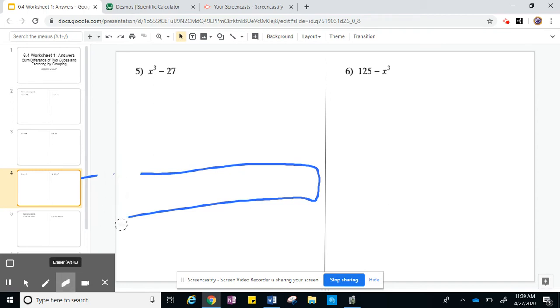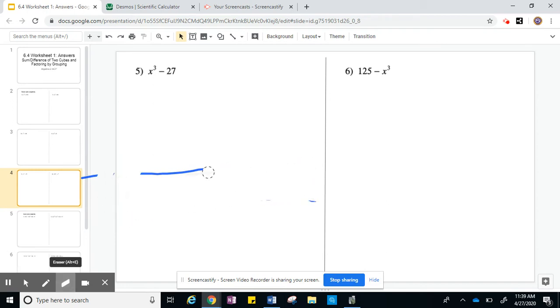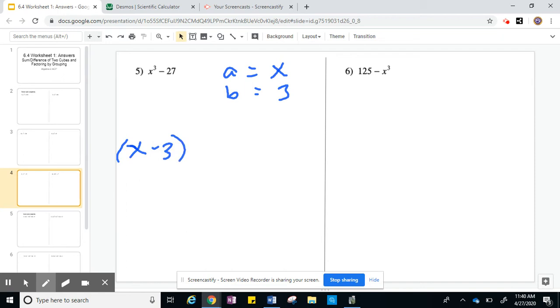All right. Next, actually the last two of these are both difference of two cubes. So this one here, we've got a is cube root of x cubed, which is x. B is the cube root of 27, which is 3. So we do a minus b, so x minus 3 times x squared plus a times b, so 3 times x, plus 3 squared, which is 9.